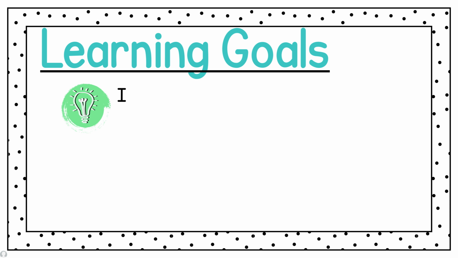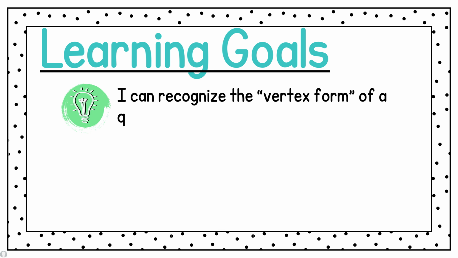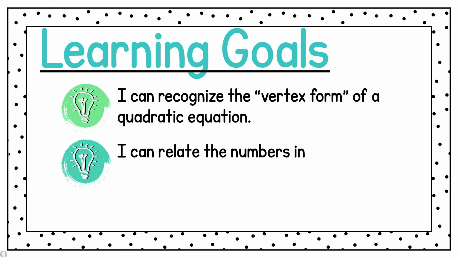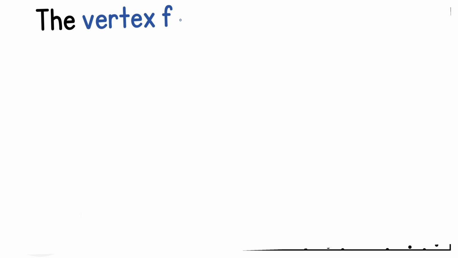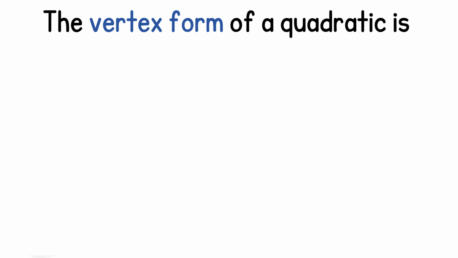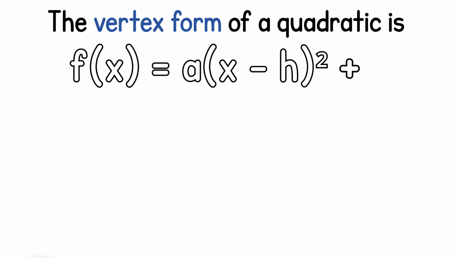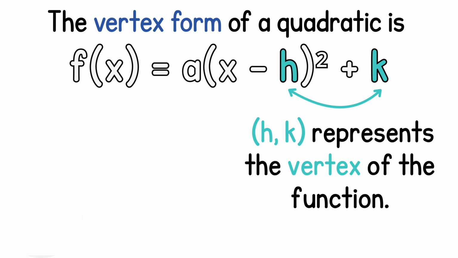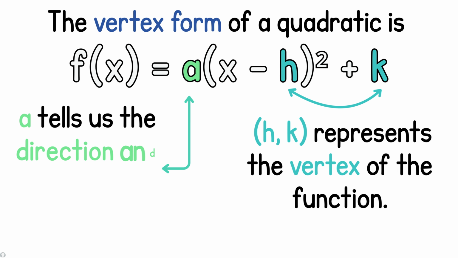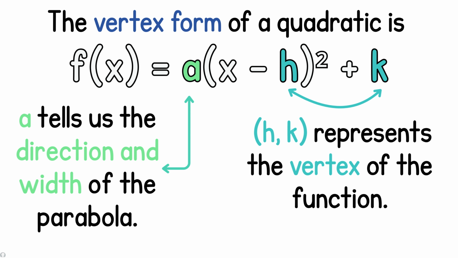Vertex form. In this video, you'll learn how to recognize the vertex form of a quadratic equation. You'll also learn how to relate the numbers in the vertex form of a quadratic equation to its graph. So the vertex form of a quadratic is f(x) = a(x - h)^2 + k, where the coordinate (h, k) represents the vertex of the function, and a tells us the direction and the width of the parabola.